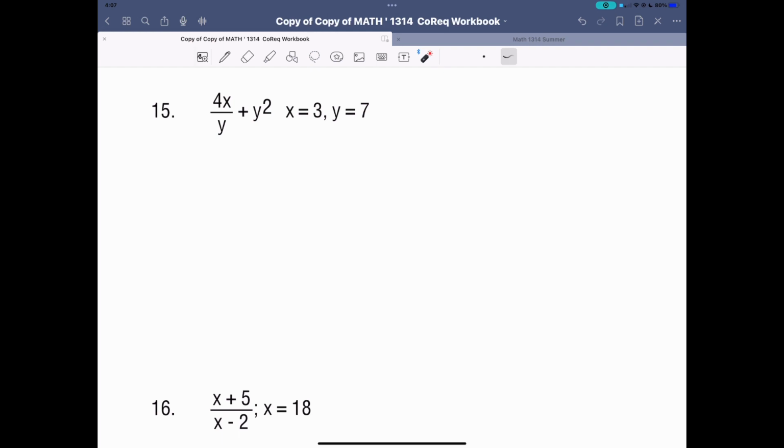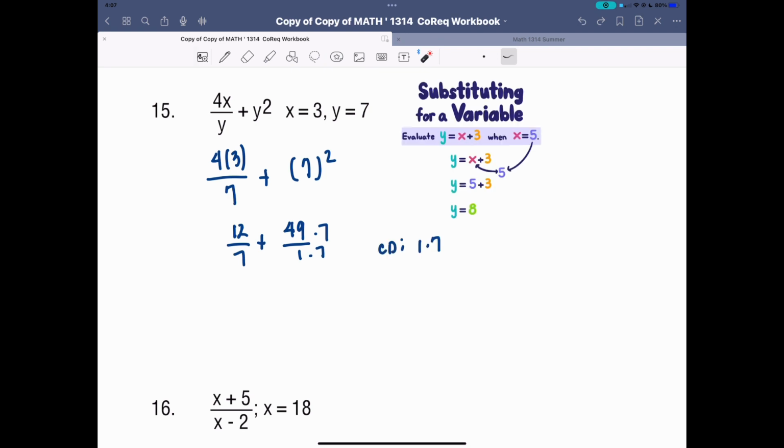So the x is 3 and the y is 7. Wherever I see an x, I'm going to replace it by 3. So this will be multiplication. This is going to be a 7 as a denominator, and this will be 7 as a base, so it'll be 7 squared. So the way that this works is that I get 4 times 3 over 7 plus 7 squared. And when I simplify that, I get 12 over 7 plus 49. I add the 1 underneath the 49 because I need to find the common denominator. Common denominator is going to be 7 times 1. So this is like evaluation of a variable, like a simple way of looking at it.